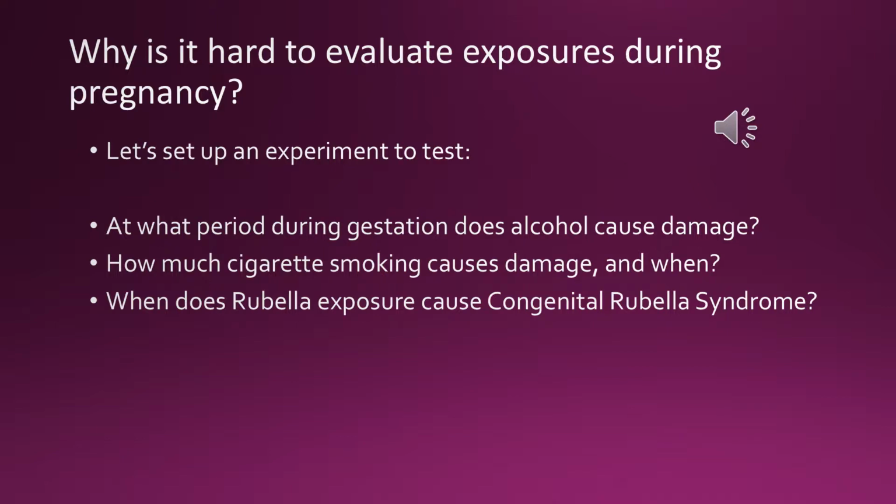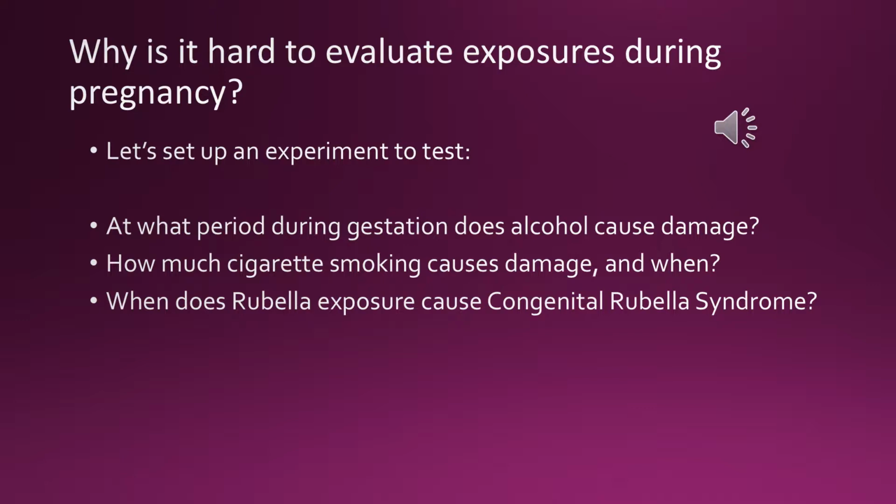When I ask this question, why it's hard to evaluate exposures during pregnancy, why can't we figure out, for instance, when is it that alcohol causes damage to the fetus or the embryo? We can't do this because you cannot set up an experiment to test this. It's just like the random assignment question from before. You cannot cause people harm.